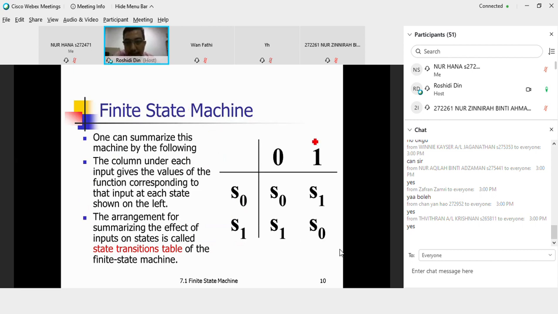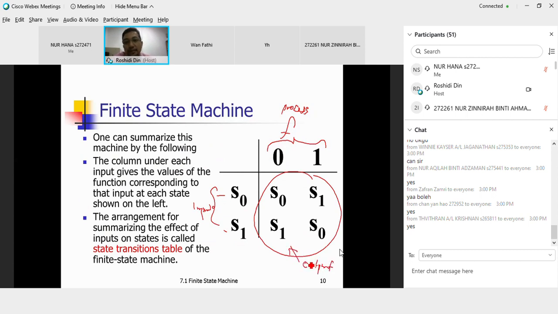The column is represented by process F, it means process. Row 1, row 2 are represented by input. In the middle, inside the matrix, is actually the output. So please remember this section. Column represented by process F, input represented by S0, S1. In the middle, inside the matrix, is actually the output.